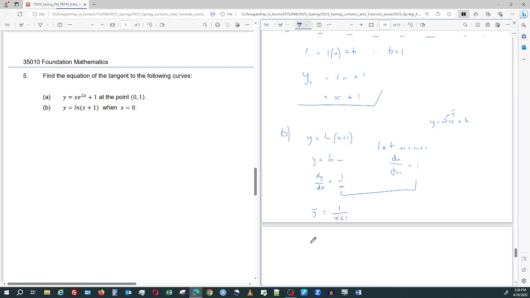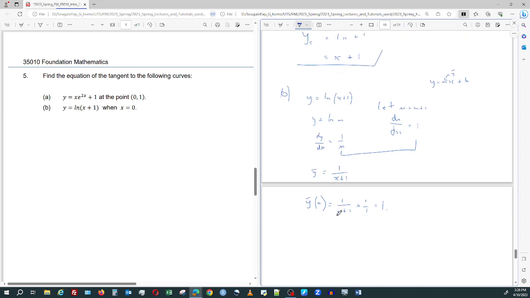Alright, so we want to get the gradient at x equals 0 again. So we put in function notation, and everywhere there is an x, we get 1 over 0 plus 1, which is 1 over 1, which is 1. So our gradient is 1 again. Okay.